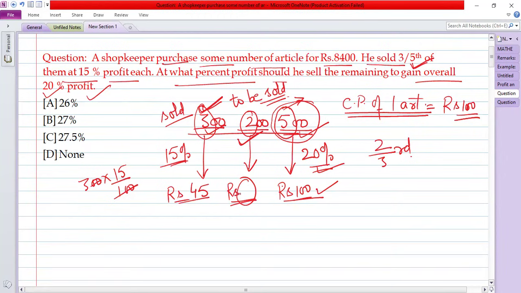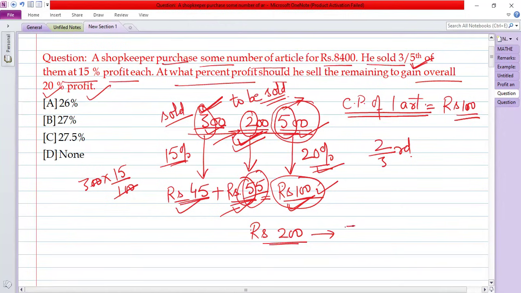And obviously, what is the missing profit? The missing profit is 55, means rupees 45 plus rupees 55 will give me the required total profit of 100. Means these two-third articles must give us the 55 rupees profit. Means for rupees 200, this is the cost price. For rupees 200, what is the profit? It is 55 rupees. So obviously here we need the profit for 100 rupees to calculate the percentage.